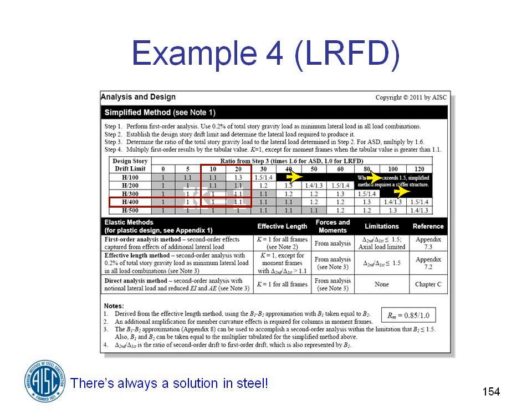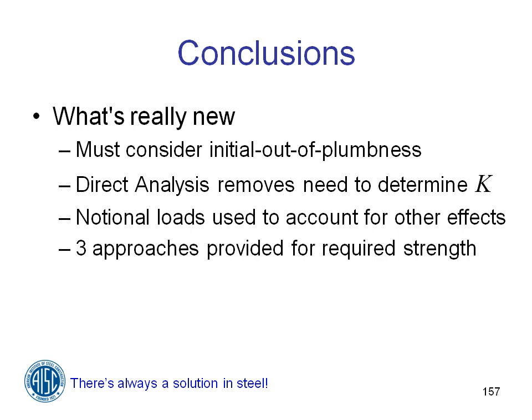All right? So in conclusion, what's really new? You must consider initial out-of-plumbness. And I can't emphasize too much that word consider, because we've seen that in fact we don't have to do anything with it much of the time. We have an opportunity with the direct analysis method to not have to calculate K. We have something new in notional loads, and these notional loads are there to account for things other than the notional load. They're there to reflect something else.